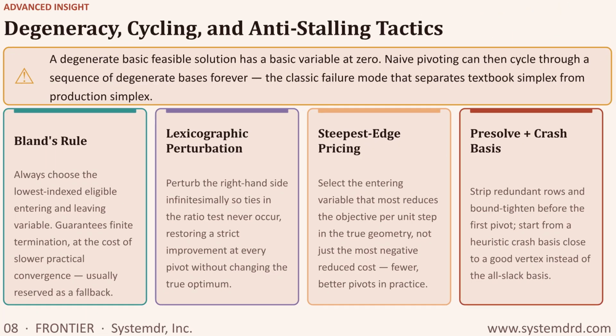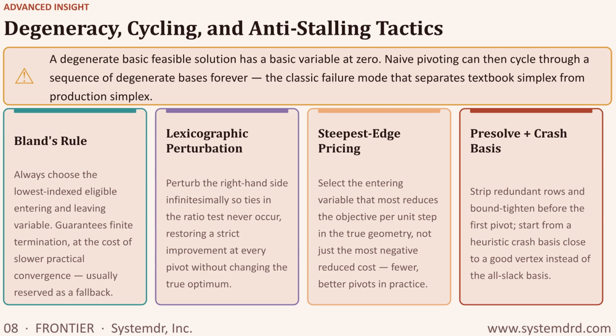Before we wrap up, let's talk about the sharp edges, because production simplex and textbook simplex diverge exactly here. A degenerate basic feasible solution has a basic variable sitting at 0. That's common in real models with redundant or near-redundant constraints. And naive pivoting can cycle through a sequence of these degenerate bases forever, never actually improving the objective.